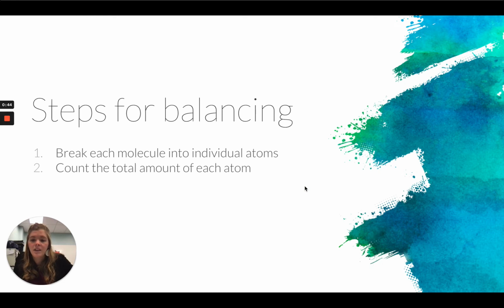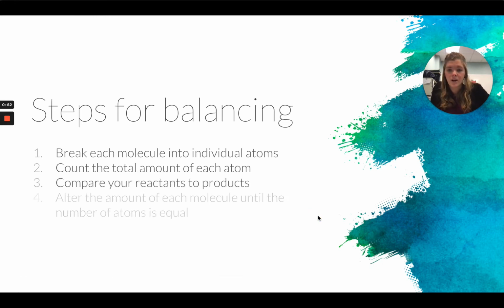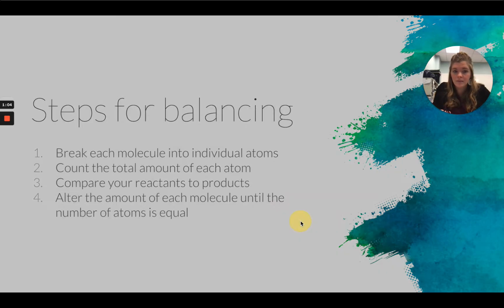After you do that, you're going to count the total amount of each atom on both sides. You're going to compare your reactants to your products. And then you're going to alter the amount of each molecule until the total number of atoms is equal. So this is where it gets a little bit fun. I personally love balancing, but it can get tricky as well.